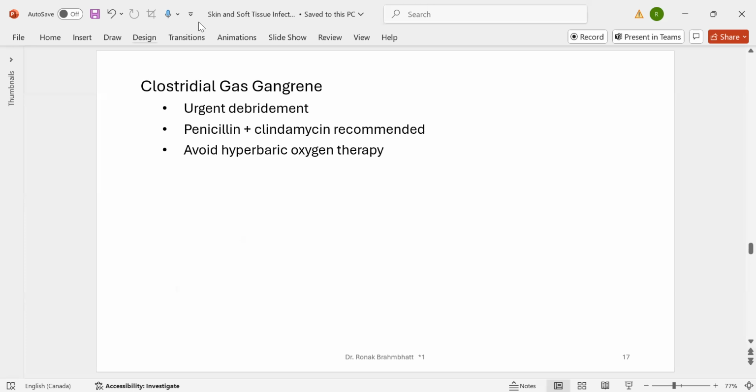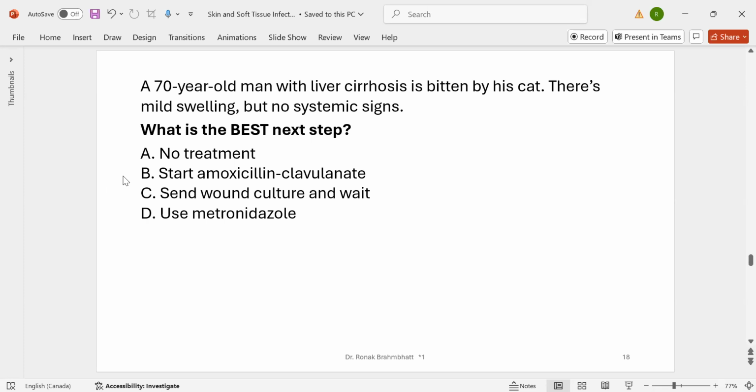clostridial gas gangrene, right? This is more so in wars and stuff, right? In wars and stuff, you find this clostridial gas gangrene. Again, same thing. It's caused by Clostridia. Debridement primarily is a treatment for this. Okay. Let's do this question.